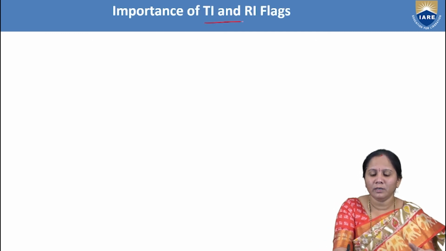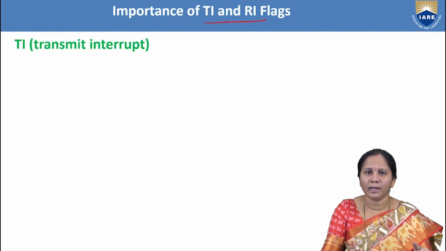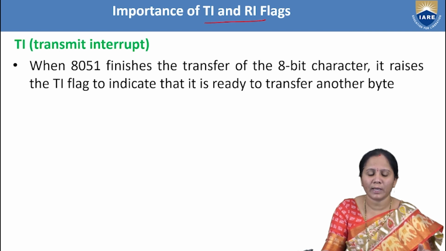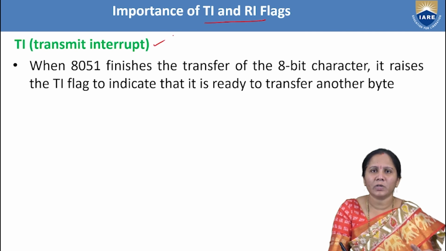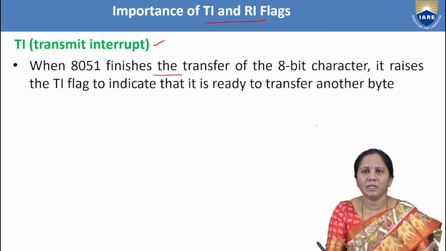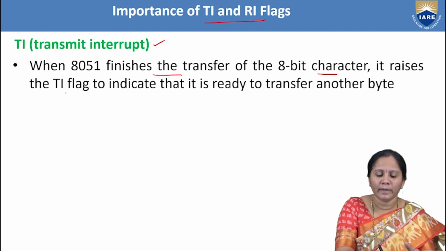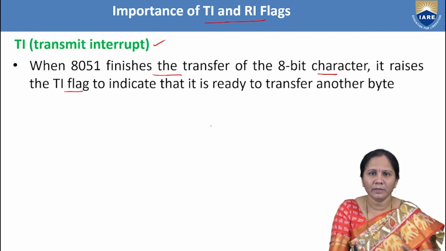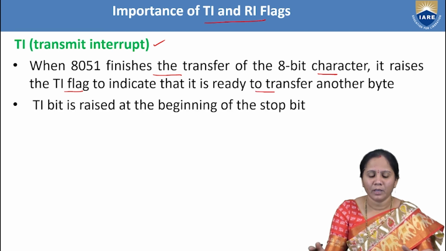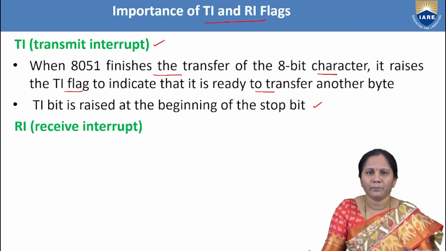Now, the important 2 bits in the SCON register are TI and RI: transmit interrupt and receive interrupt. What is the importance of these 2 flags? The first flag is TI, transmit interrupt. Whenever the 8051 finishes transmitting the complete 8-bit character, it is going to enable this TI flag bit, saying that it is ready to transfer another byte. So the TI bit will be raised at the beginning of each stop bit.